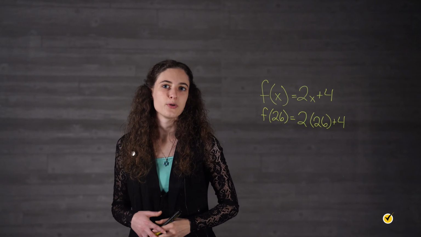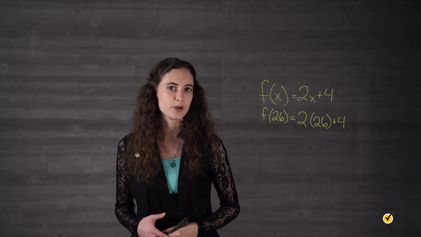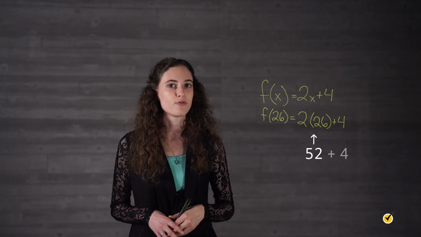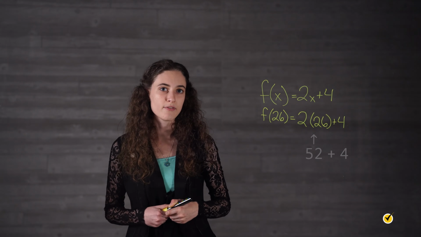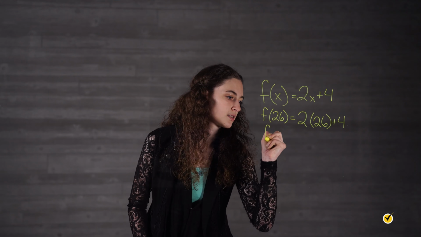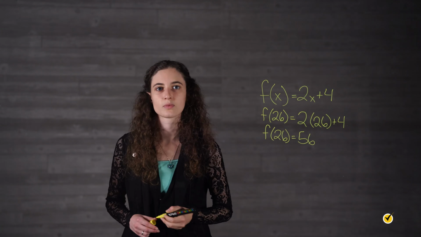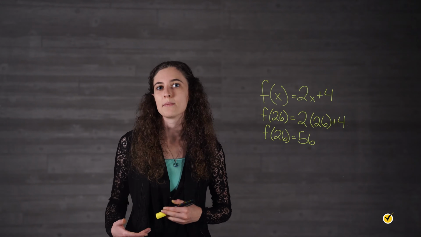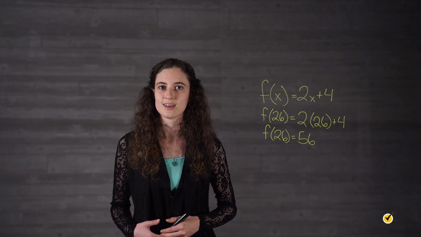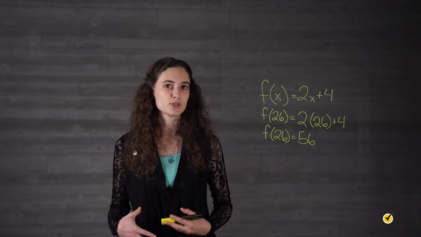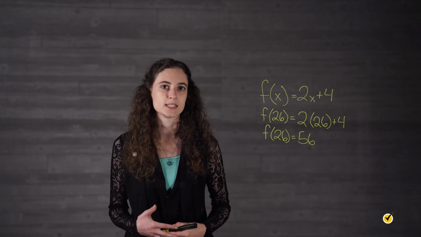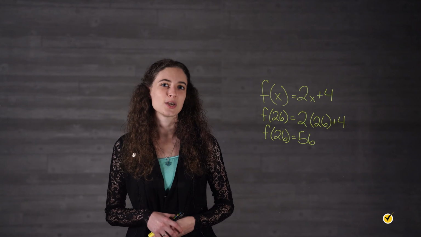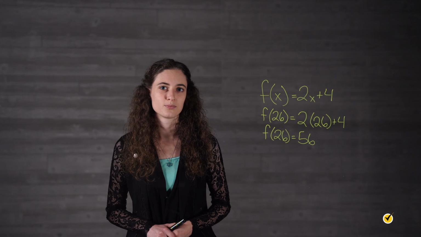Now with a bit of algebra, we can simplify the right side of the equation. 2 times 26 is 52, and then we add 4. This leaves us with f of 26 equals 56. We have solved for y in terms of x, or solved for y by plugging in the value for x. We can see that when x is equal to 26, y will be 56. So if we sell 26 plants at the farmer's market, at the end of the day we will have $56.